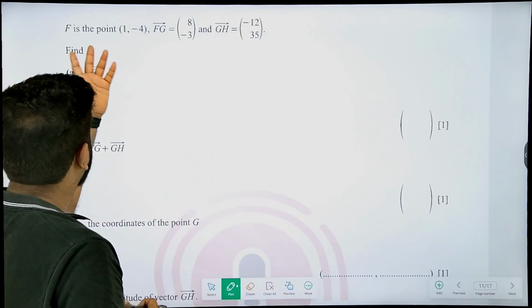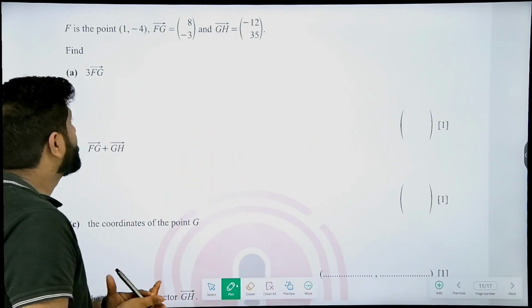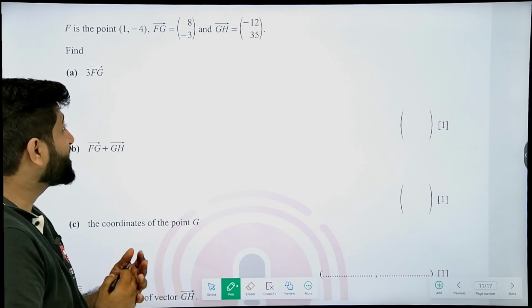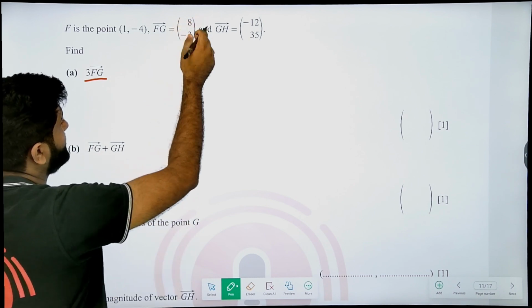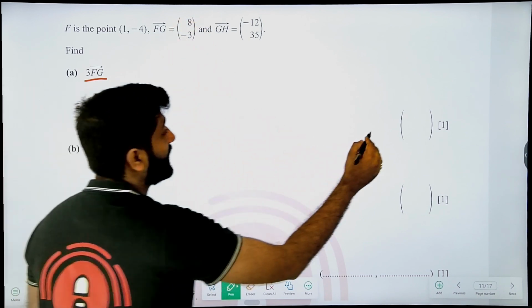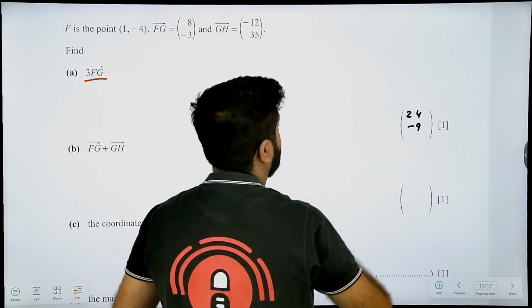F is the point (1, -4). FG is (8, -3) and GH is (-12, 35). Find 3 times FG. So 3 times FG means I'll have to multiply both x and y by 3. So you have (24, -9).